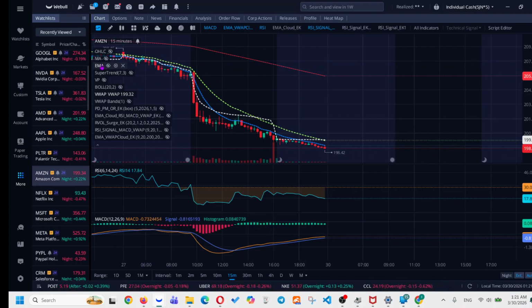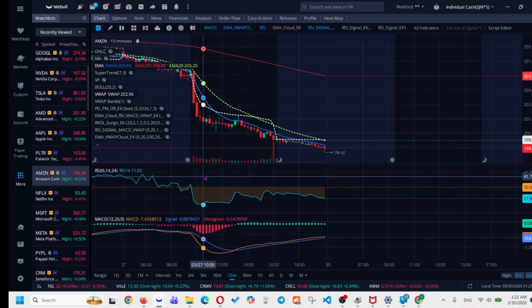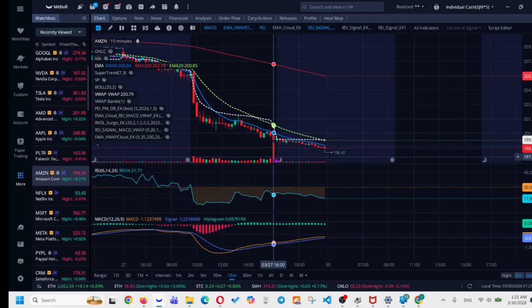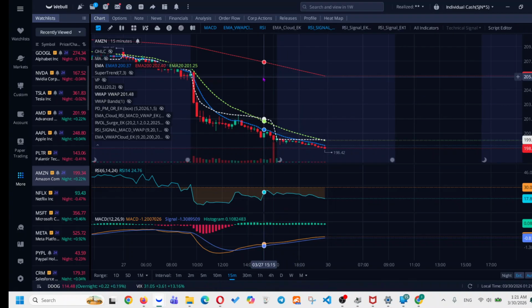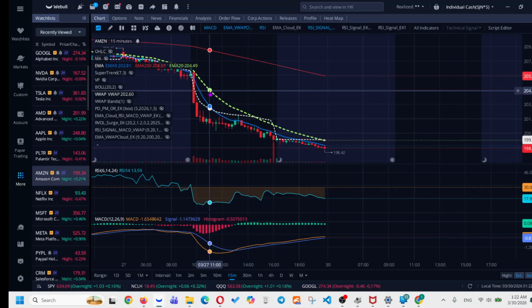In this case I'll just keep it to demonstrate the custom indicators. I also have the default RSI indicator and the MACD indicator over here. To start, I will start with the EMA cloud. As you can see, we have the 9 EMA and the 20 EMA, and there is nothing in between them.